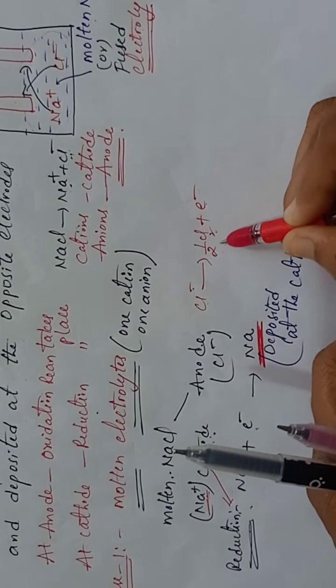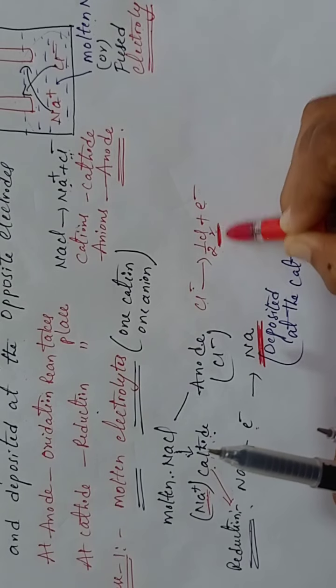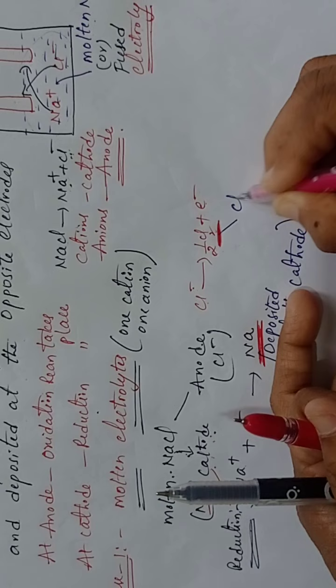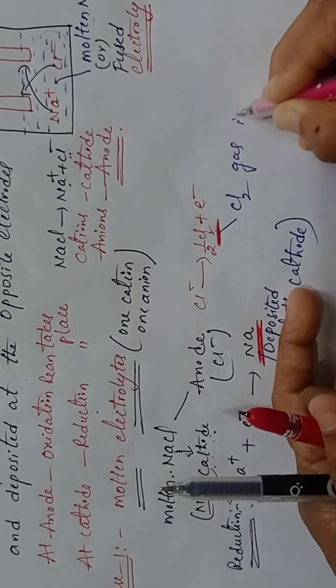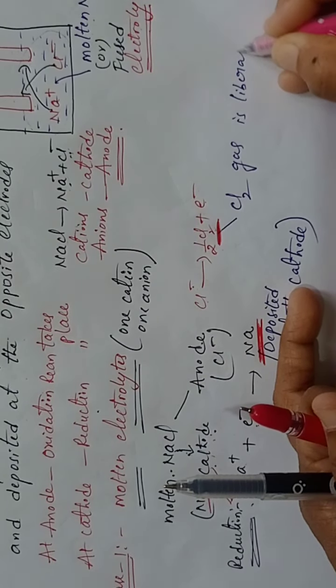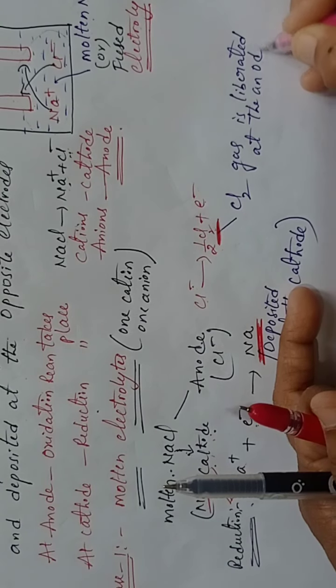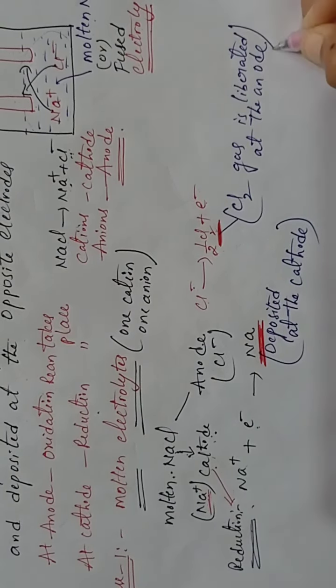Clear? So which gas is liberated? Which gas is produced at the anode, students? Chlorine is liberated. Are you following? Cl2 gas is liberated at the anode. Clear, students? So this is the answer.